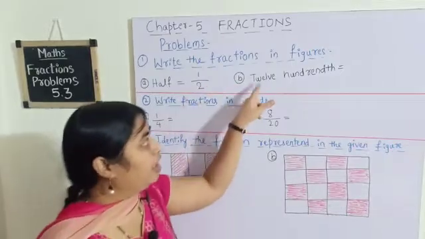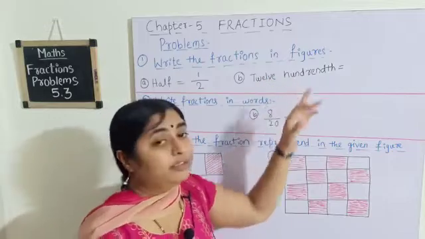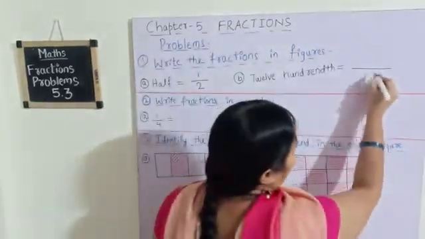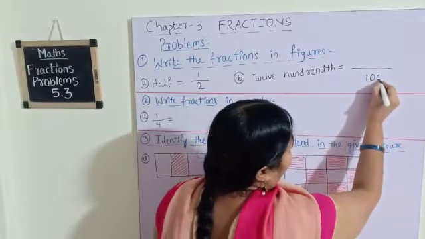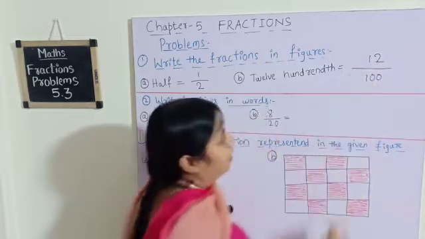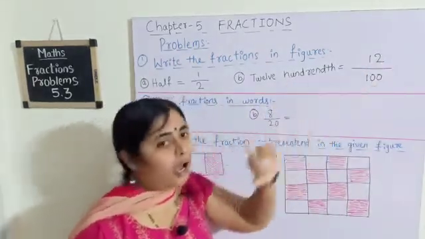And the second one, 12/100. So we have made 100 parts. 100 becomes the denominator. How many parts have we taken? 12 parts we have taken. So 12/100 we can write like 12 divided by 100.